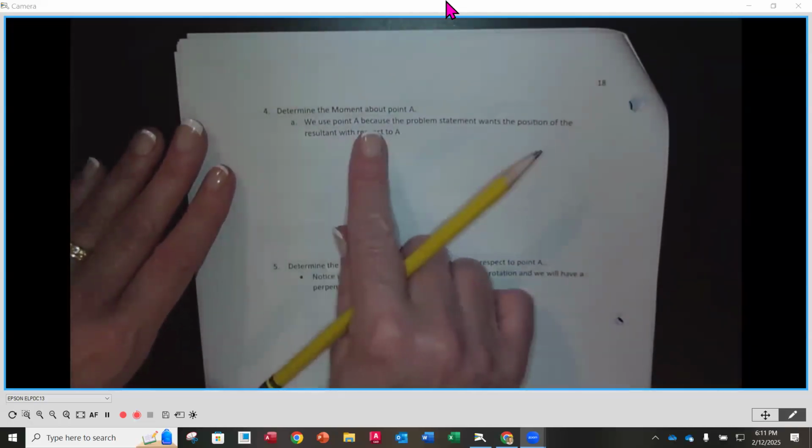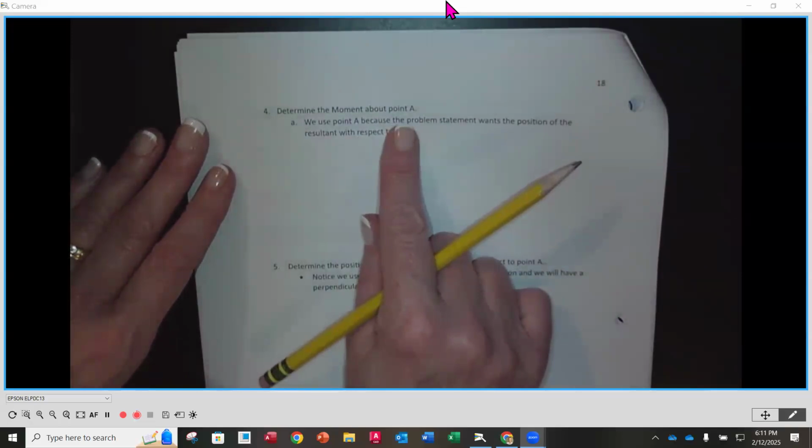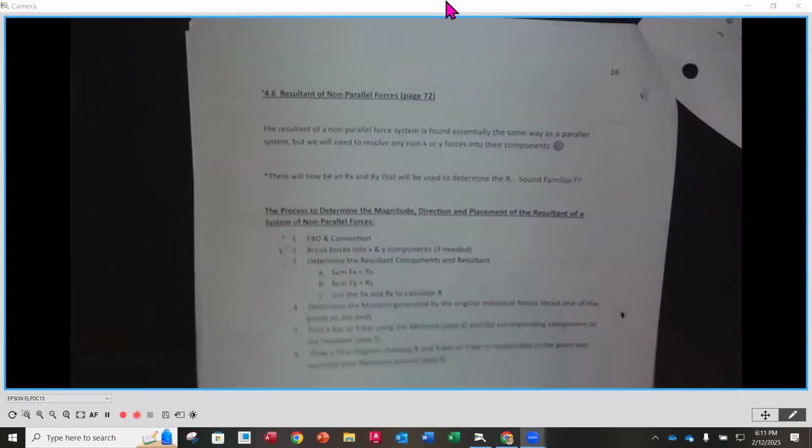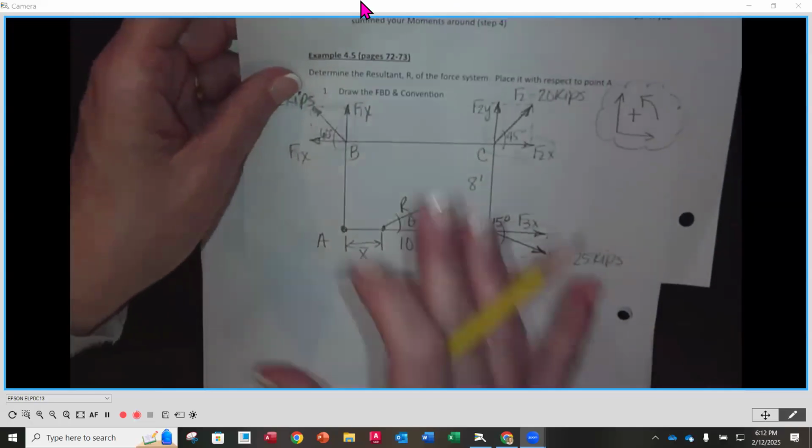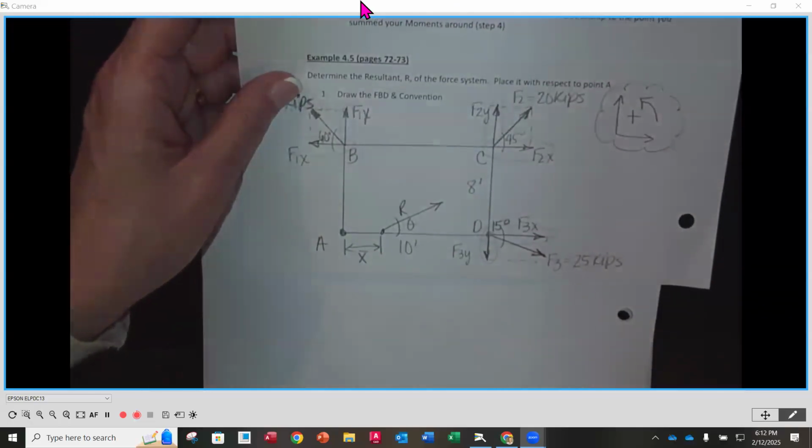So if we turn the page and go to page 18, that is where we have step number 4 for this problem, determine the moment about point A. Now, I am going to remove my paper. You don't have to do that from your handout, but I'm going to remove this so that I can go back and forth and not have to flip so much.